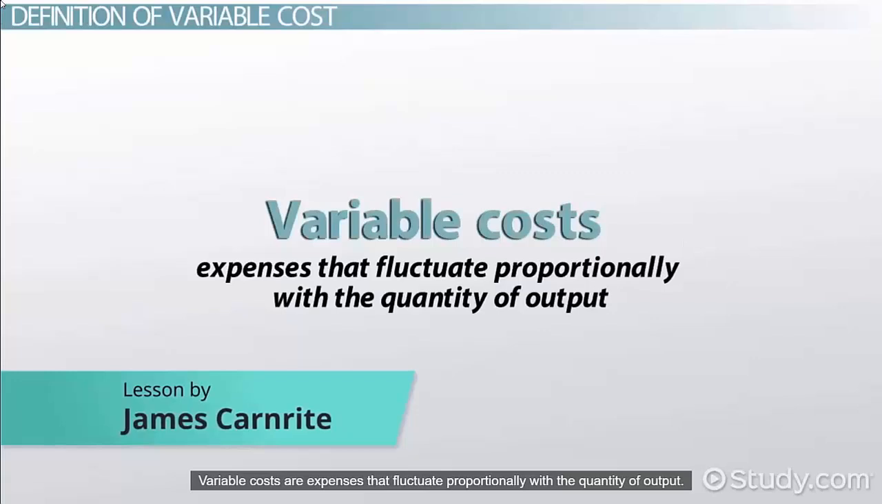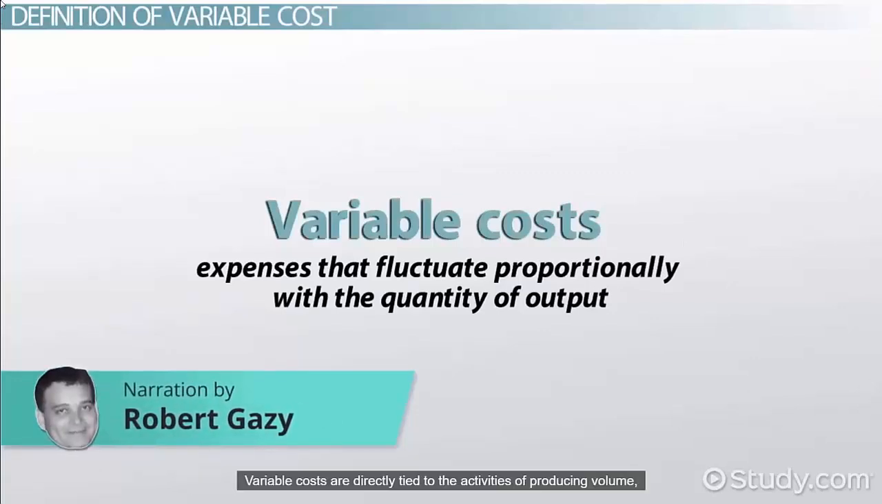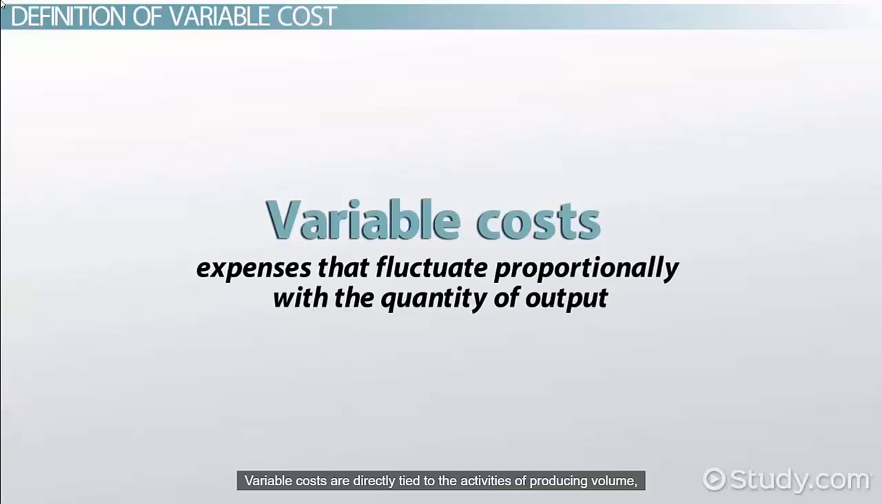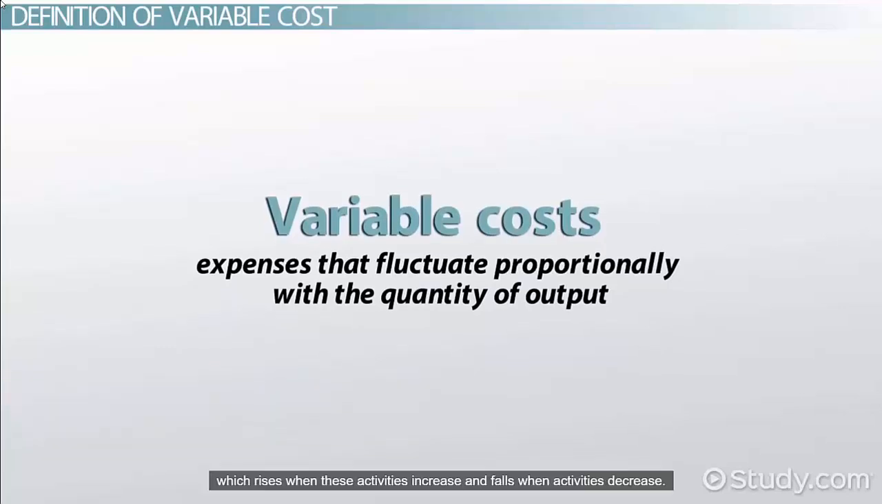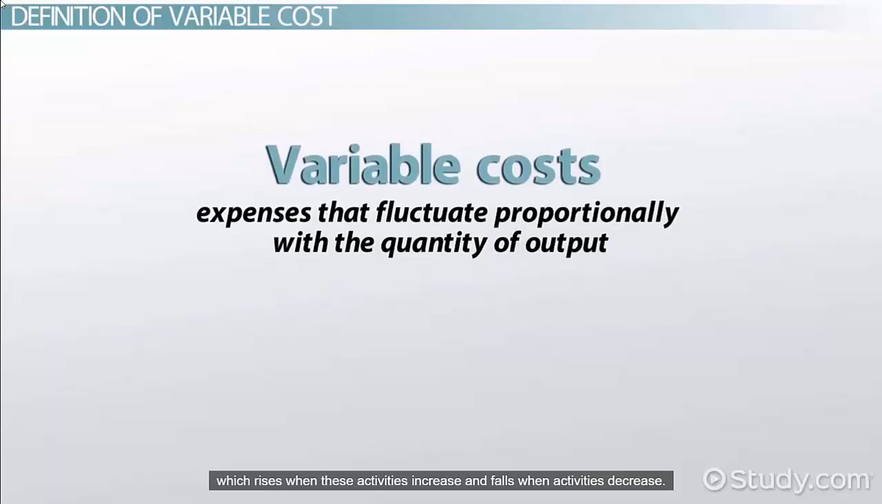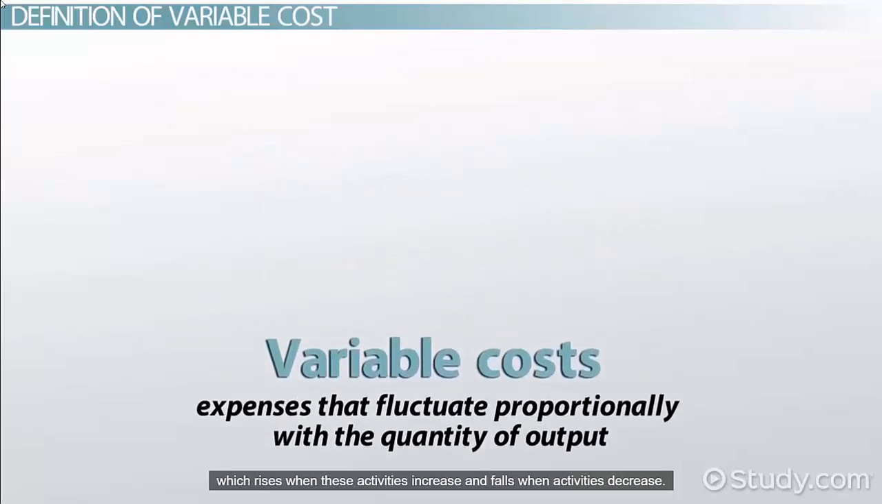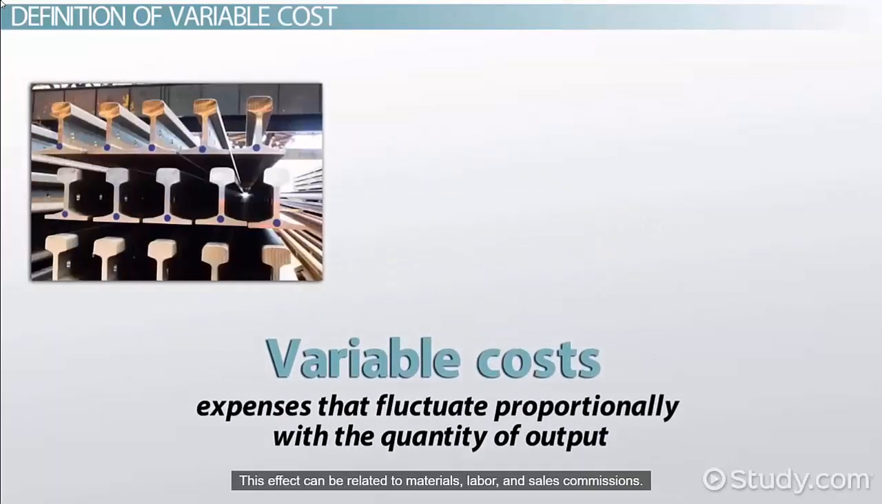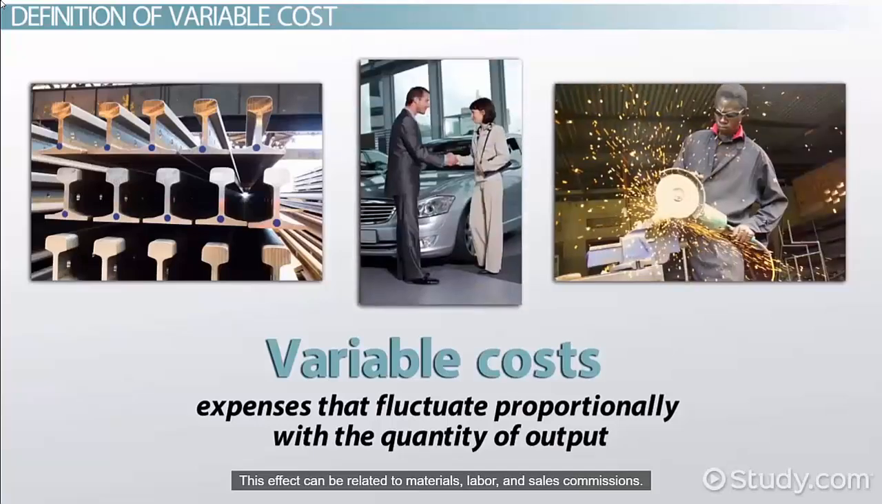Variable costs are expenses that fluctuate proportionally with the quantity of output. Variable costs are directly tied to the activities of producing volume, which rises when these activities increase and falls when activities decrease. This effect can be related to materials, labor, and sales commissions.